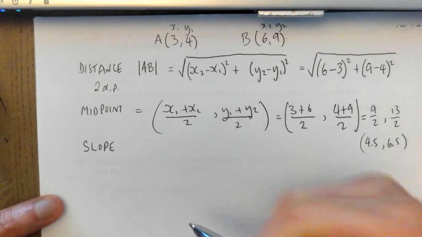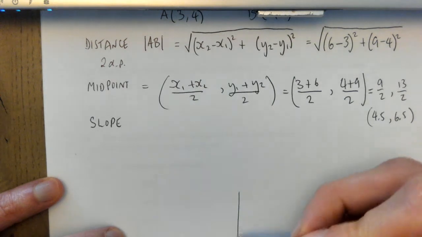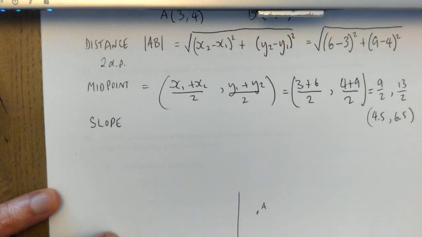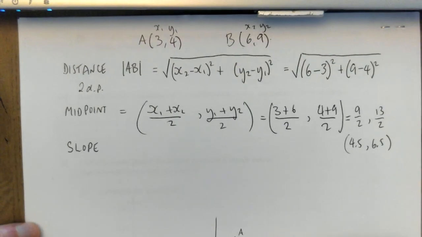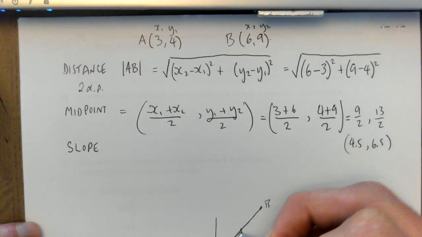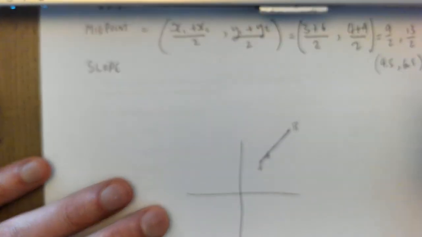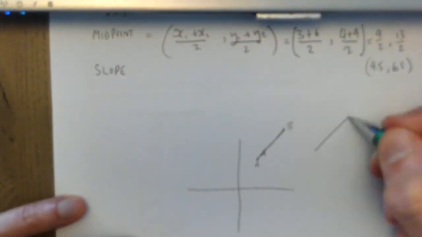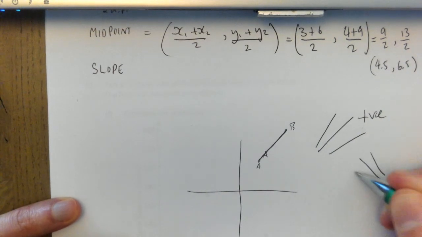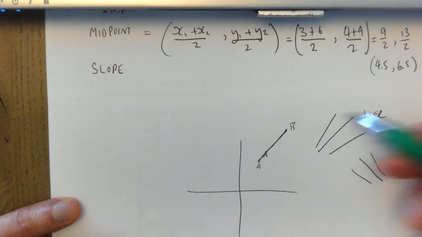Right. Now, before I do the slope, I'm going to sketch these now quickly, because it's always handy to sketch them. You go across first, yeah, 3, 4, that's A, and we go across 6, 9, that's B. So that's a line segment, we call that. You should recall from before Christmas, anything sloping this way is positive, anything sloping that way is negative. The steeper the slope, the bigger the number.